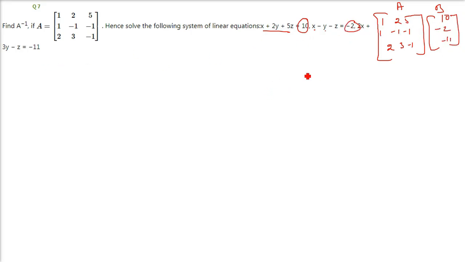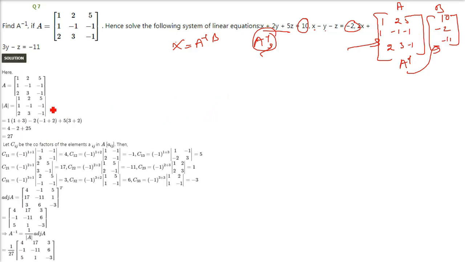So find A inverse. Of course, you have to find out the A inverse. You have to find the adjoint of A divided by the determinant of A, and you will get the A inverse. And x equals A inverse B. A inverse multiplied by 10, negative 2 and negative 11. And what do you get? You will get the solution.